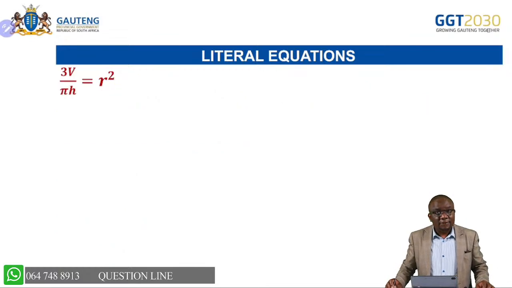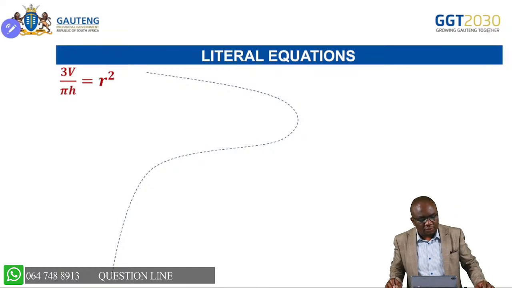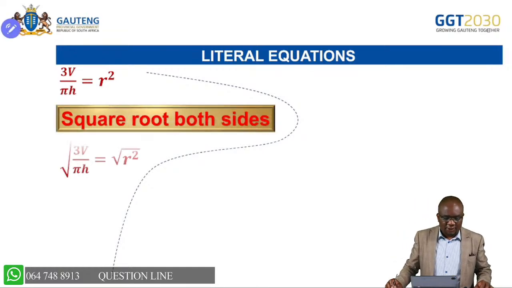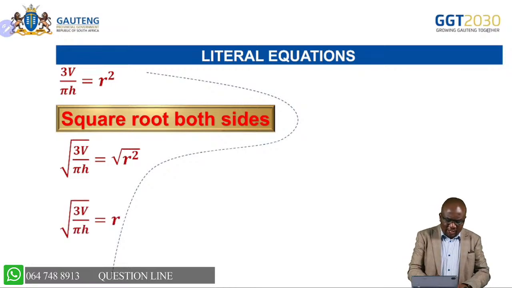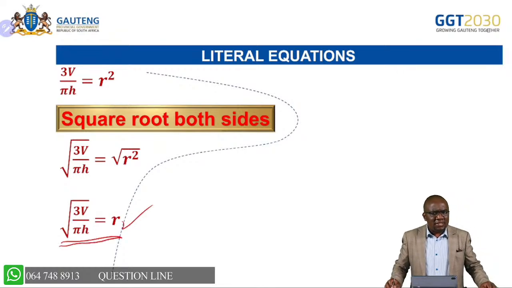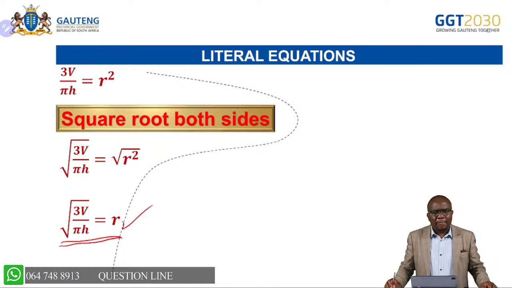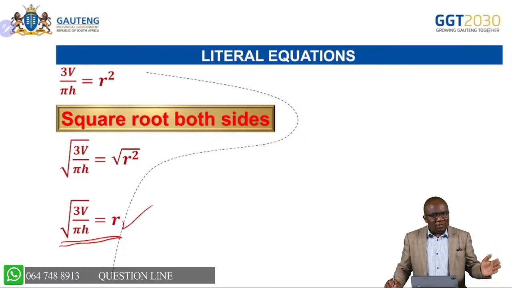You will get r is equals to the square root of 3v over pi h. Right, how many people got this? Excellent. Now, these are literal equations. Are they difficult? No, just do the inverse operation.